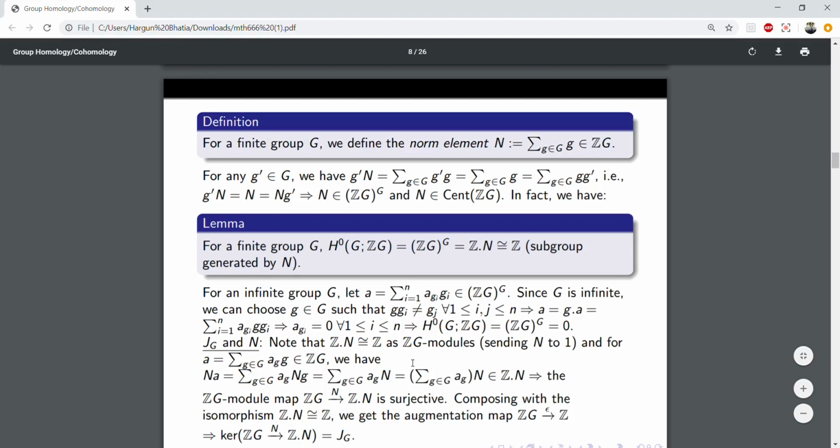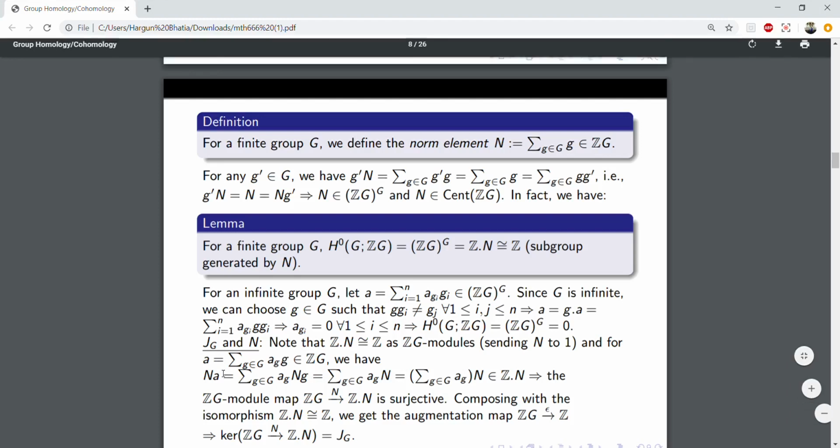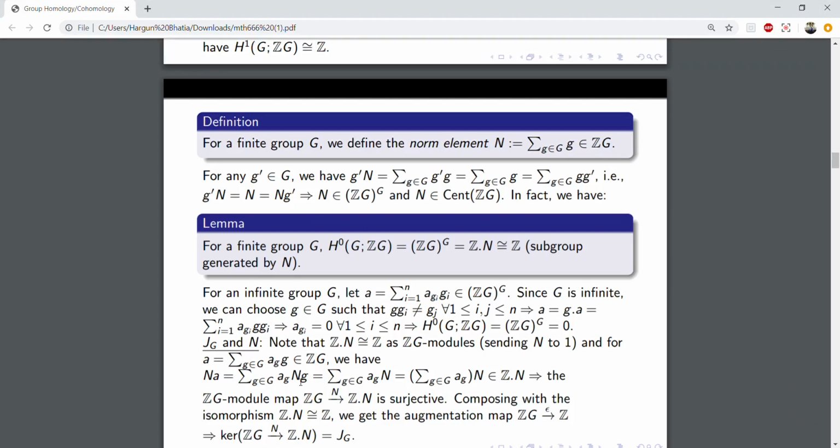Now let's see what happens if we take any element in the group ring and multiply it by N. If I multiply this by N, then N goes inside and I get the summation over g in G of a_g N g. Now Ng is nothing but N, and I can take N outside, and I have the summation of a_g over g in G, which is an integer, so this belongs to Z times N. So this suggests that this map of ZG-modules, from ZG to Z, multiplication by N, surjects onto this subgroup Z·N.